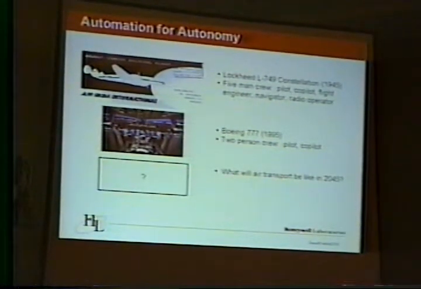And this was the Lockheed L749 Constellation, and it flew with a 5-man crew. It had a pilot, a co-pilot, a flight engineer, navigator, a radio operator. 50 years later, the Boeing 777 came along, and it can fly with a two-person crew. In fact, many aircraft do that now, just a pilot and a co-pilot. So in the course of 50 years, we went from having a cockpit crew of 5 men to a cockpit crew of 2 people. And you can ask the question, how big a cockpit crew will we have 50 years hence? And of course, the linear extrapolation suggests an answer of -1.